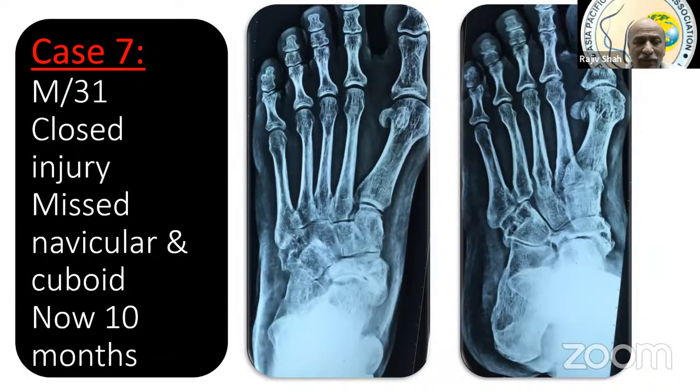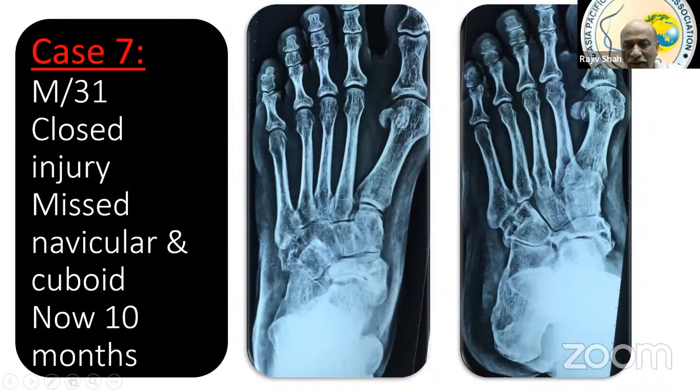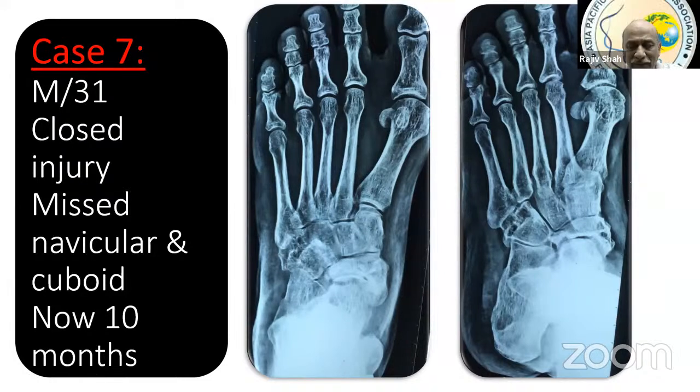So this was a 10-month-old missed navicular and cuboid injury. So now what? So there is a shortening on the lateral side, the cuboid. Yeah. So distraction with a bone graft, corticocancellous. On the medial side or lateral side? Lateral side.